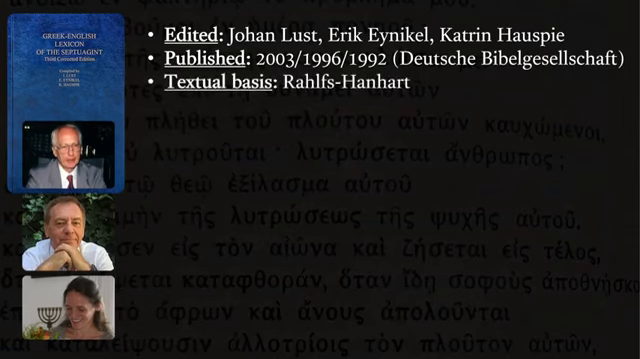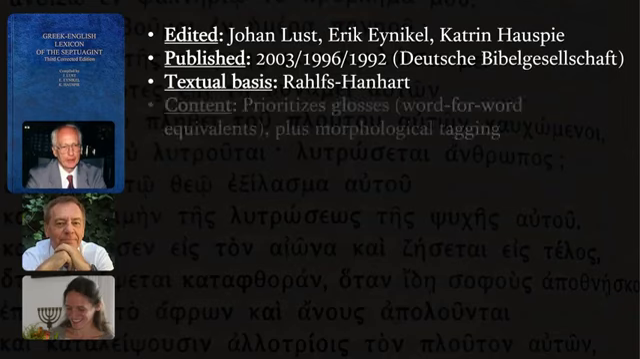The textual basis for this particular work is simply Rahlfs-Hanhart, so it's not getting into some of the additional type of content like the Göttingen edition or the Cambridge edition, and they defend that in their introduction, but that's a fairly good choice. One of the reasons why they did that, though, is the Rahlfs-Hanhart text has been digitized, and so they're able to use some computer-aided technologies to generate some of the statistics and so forth.